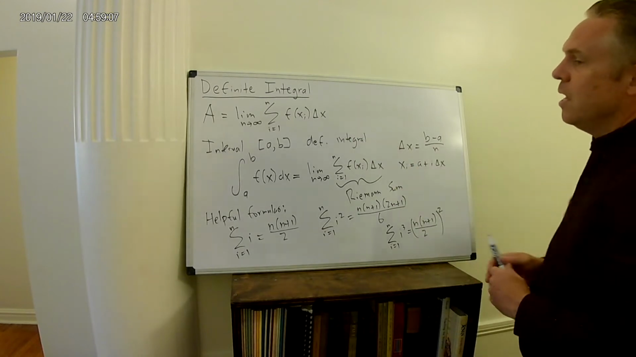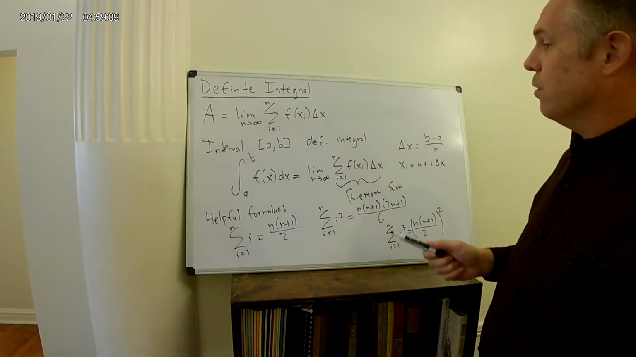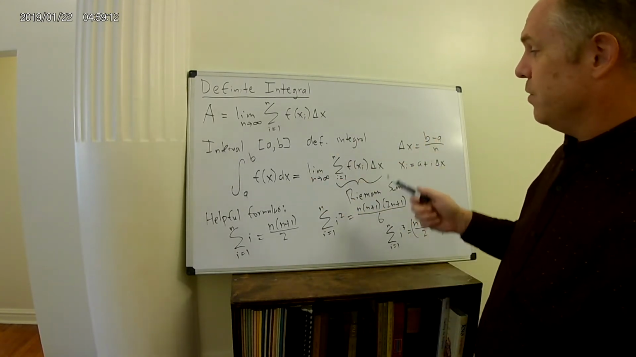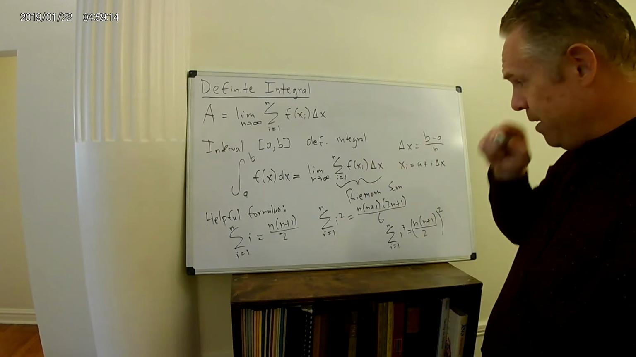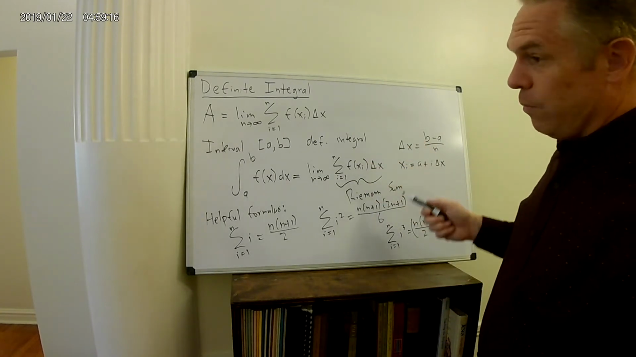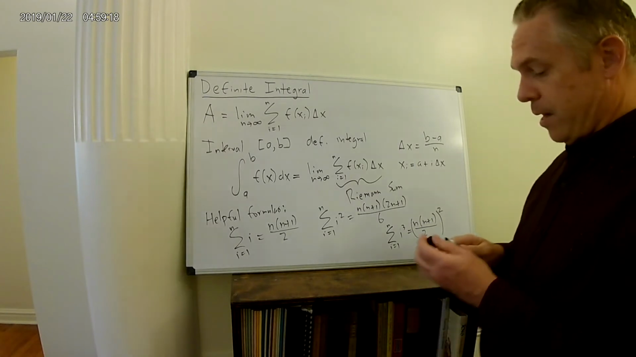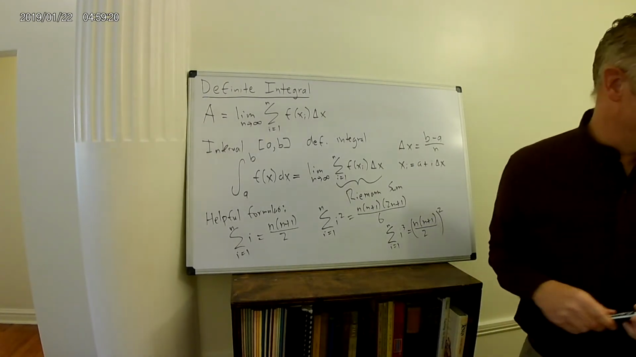We already knew this. This is now the definition of a definite integral from a to b of f of x dx: it is equal to the limit as n approaches infinity of the Riemann sum of all the rectangles you're using to approximate that curve. Okay, let's do an example problem.